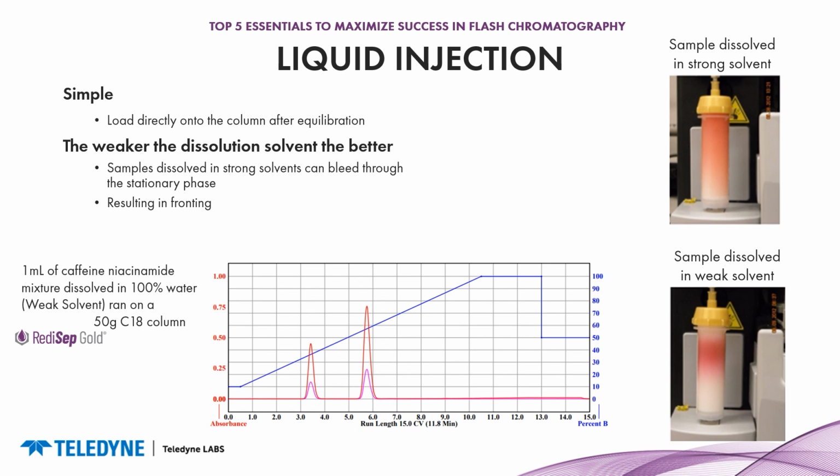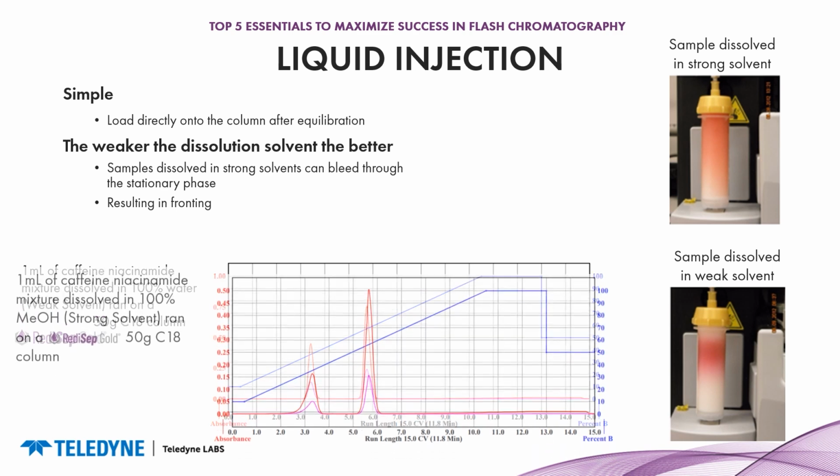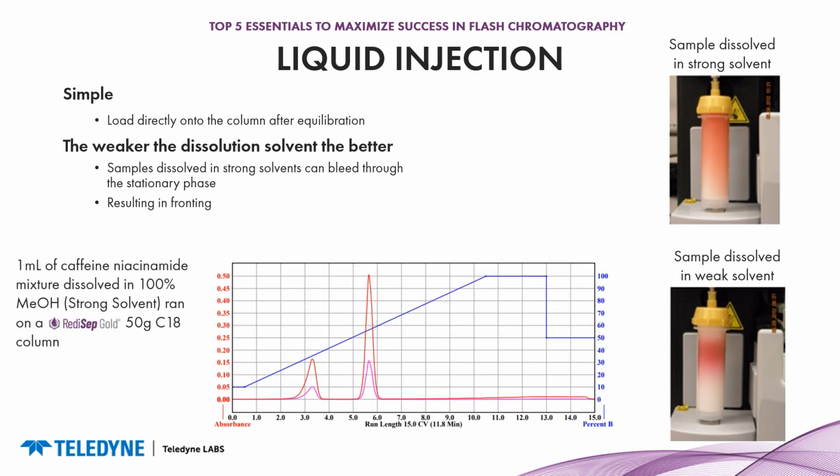Another example is if we dissolve caffeine and niacinamide in 100% water, looking at reverse phase conditions. So water is going to be your weak solvent, and we run that on a RediSep Gold 50 gram C18 column. We're getting really good peak shape, we're getting really good baseline resolution. But if we switch that and dissolve it in 100% methanol, which would be the strong solvent in reverse phase conditions, you can start to see that fronting show up in this chromatogram, and that's not what we want. That's not good chromatography. That can lead to impure fractions.